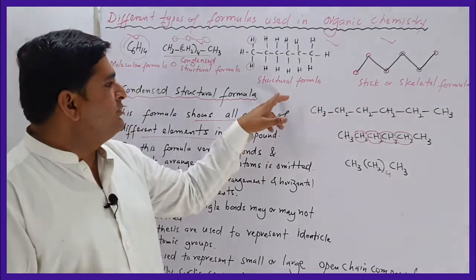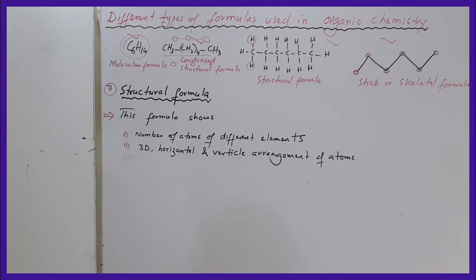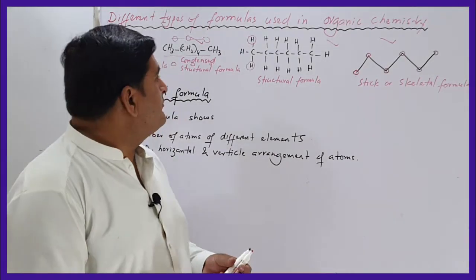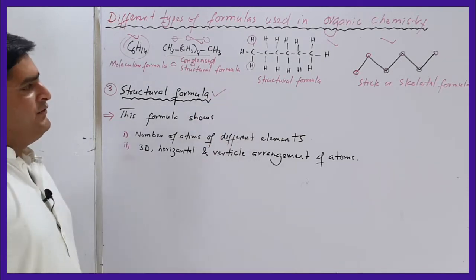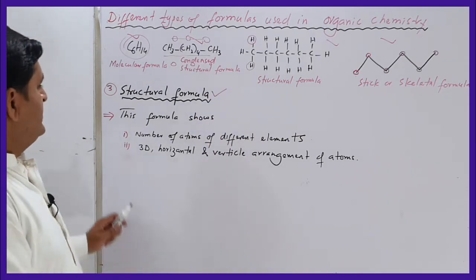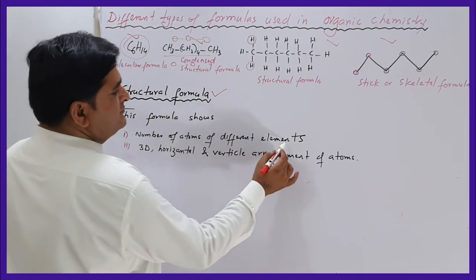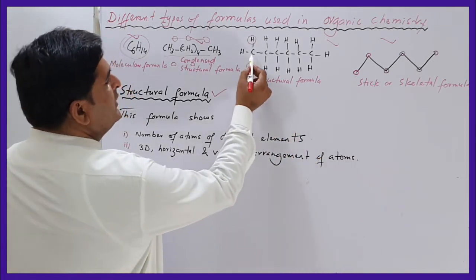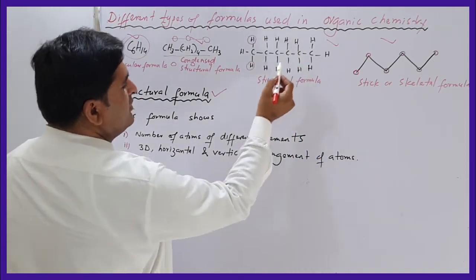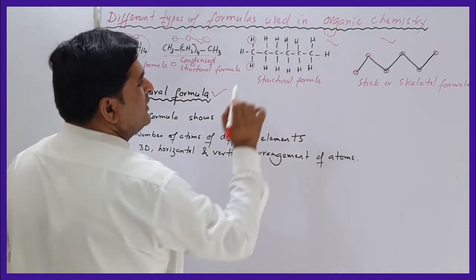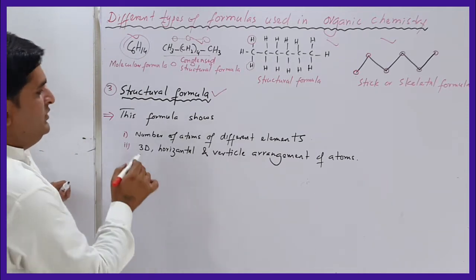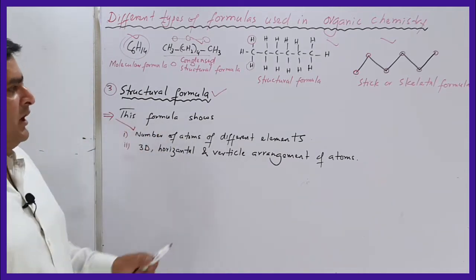So now we will move to what is structural. Here is the third type of formula, that is the structural formula. The structural formula shows the number of atoms of different elements in a molecule. For example, 6 carbons and 14 hydrogen atoms. So it shows the number of atoms of different elements in a molecule.